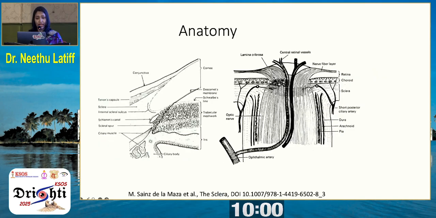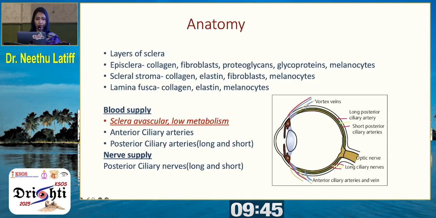Now, the left picture shows the scleral fiber merging with the cornea, and the right one shows the posterior part of the sclera forming the lamina cribrosa, which has these foramina, which allow the entry of the central retinal artery, vein, and the optic nerve. Now, it's very important to know the layers of the sclera.